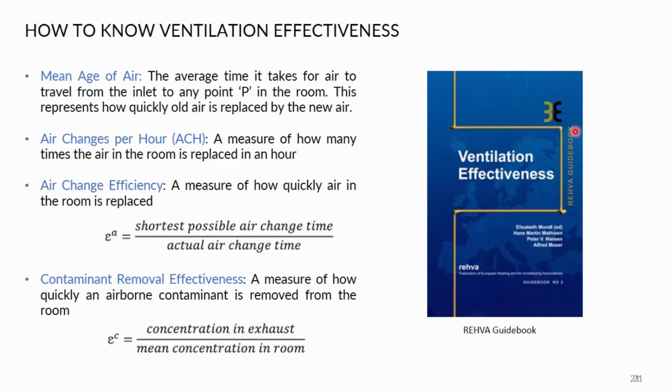Air change rate per hour, popularly known as ACH, is a measure of how many times the air in a room is replaced in a duration of 1 hour. The next one, air change efficiency, is a measure of how quickly air in a room is being replaced. And the last one, contaminant removal effectiveness, is a measure of how quickly and effectively an airborne contaminant is removed from the room. To calculate air change efficiency and contaminant removal effectiveness, we need a few parameters. In the next slides, we will see how to extract these parameters using physical measurement techniques.